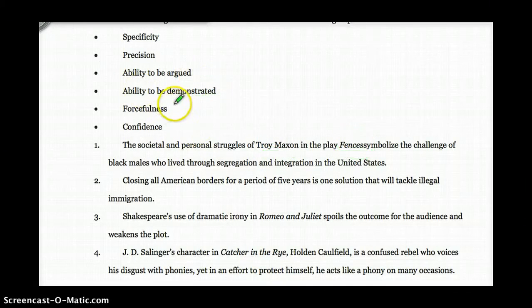And so the next one, forceful. Is it forceful? Yep. It makes a strong statement, one that has to be defended with evidence, and it's right there. Next one, confidence. Yep, we don't have any "I feel," "I think," "well, maybe this or maybe that." They're all pretty forceful statements. So that provides a pretty good example. If you can look through all these other examples here, they all are pretty strong examples.